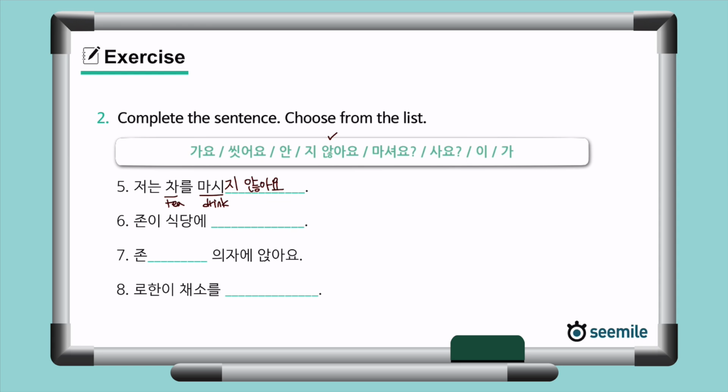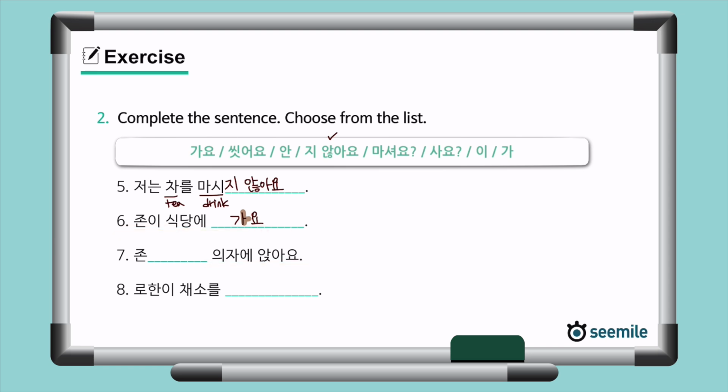Number 6. 존이 식당에. 식당 is a restaurant, and with these words, we can assume that the speaker wants to say that John goes to a restaurant, and to go in Korean is 가다. Its stem is 가, and its vowel is 아. So we add 아요. 가요, 가요. 존이 식당에 가요.